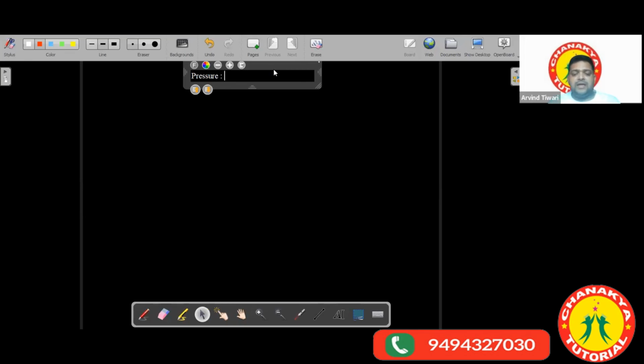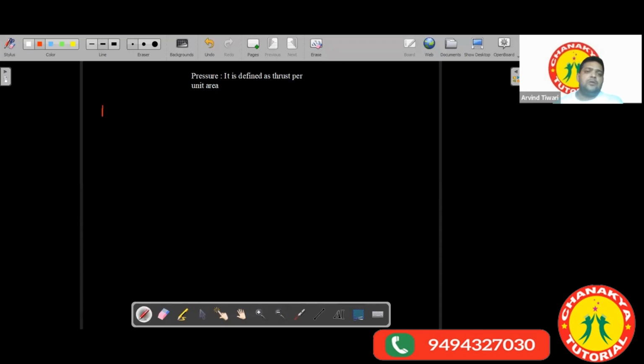it is defined as thrust per unit area. Thrust per unit area is called pressure. So we can write, evaluate pressure as P equals F by A, which is force per unit area. That is what we call pressure.